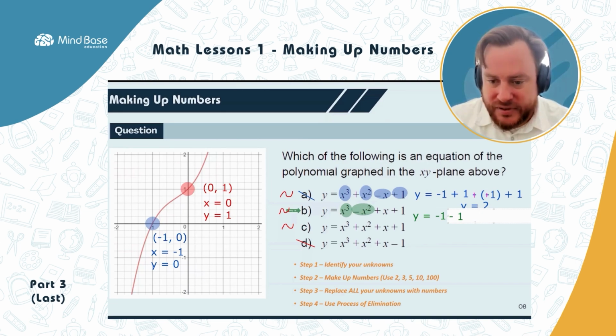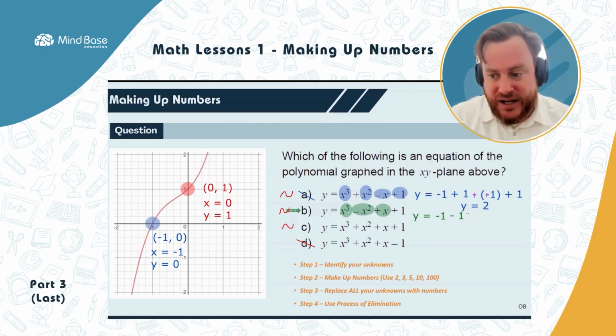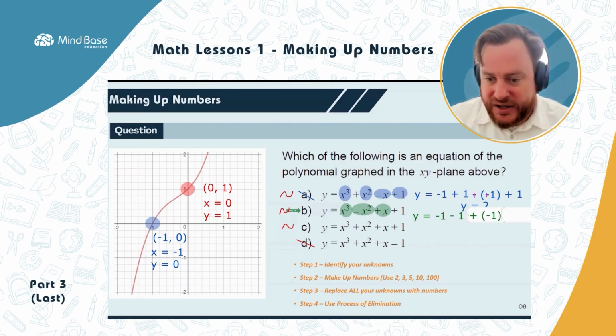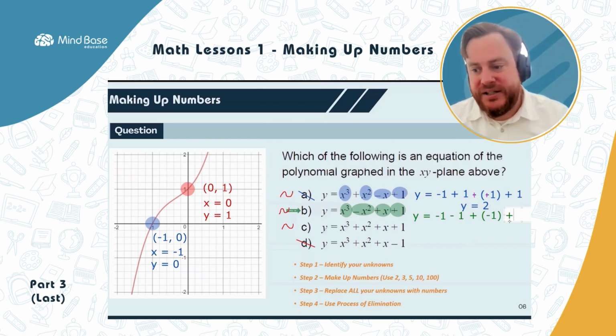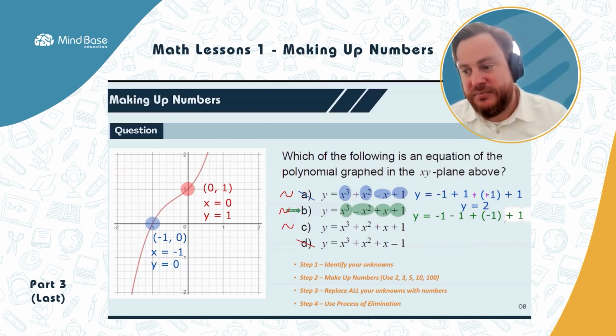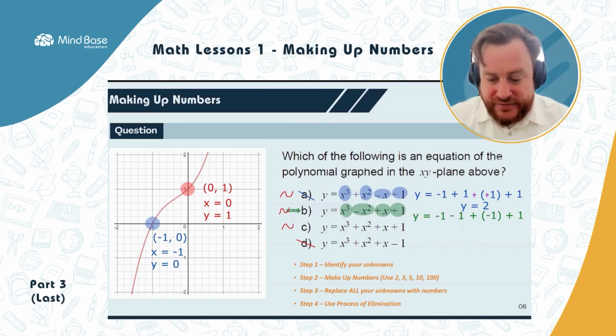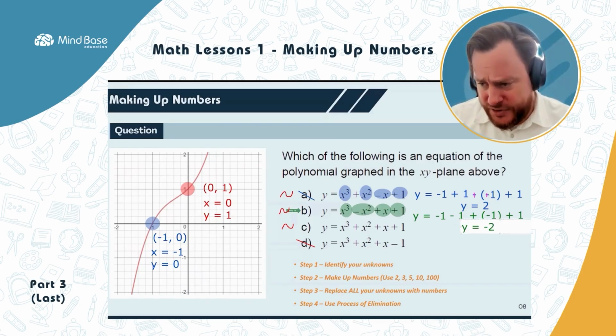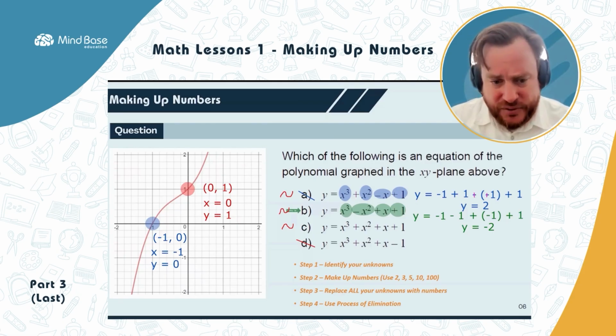Then we have our plus x, which is going to be plus -1. And then we have our constant, +1. So let's just add our constant. Now, if you add these together, -1 minus 1 plus -1 plus 1 gives us a y value of -2. And that's not what we're looking for. So we can eliminate answer choice B.